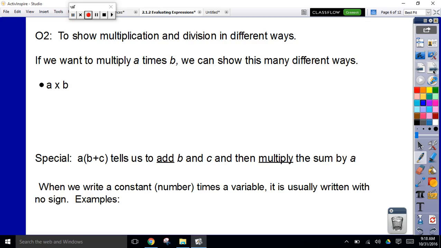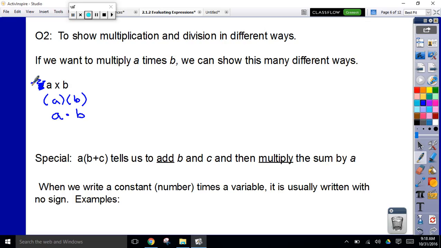There are a number of other ways we could show multiplication. Does anyone have any ideas of how we could show multiplication? Caleb? Can you use parentheses? We could. So we could do (a)(b). That would mean a times b. Johnny? Do the dot. We could do the dot, a · b. I wish I hadn't put that bullet there, but that dot kind of looks like a multiplication dot. I'm just going to scratch that out.